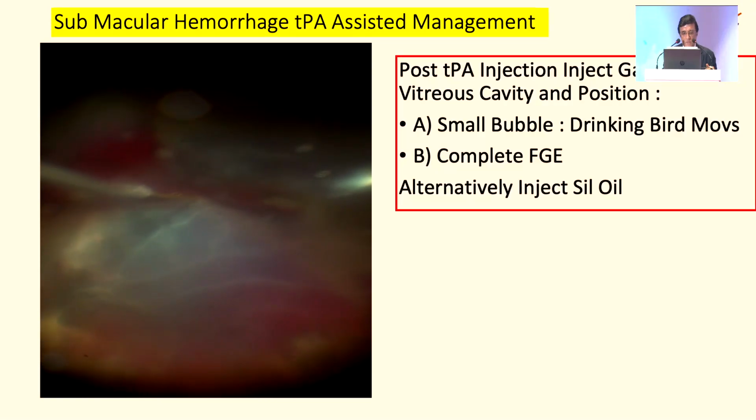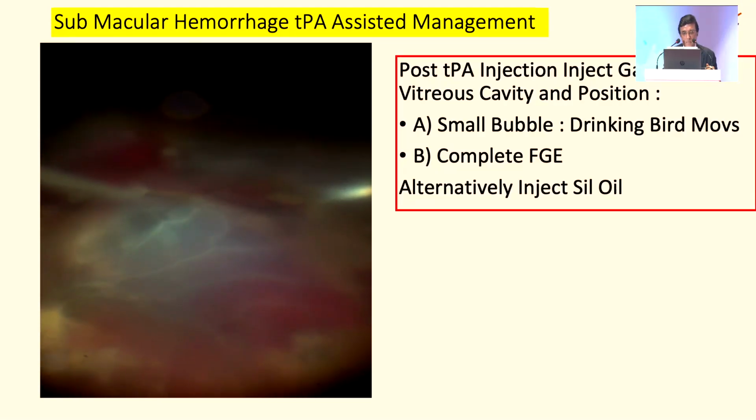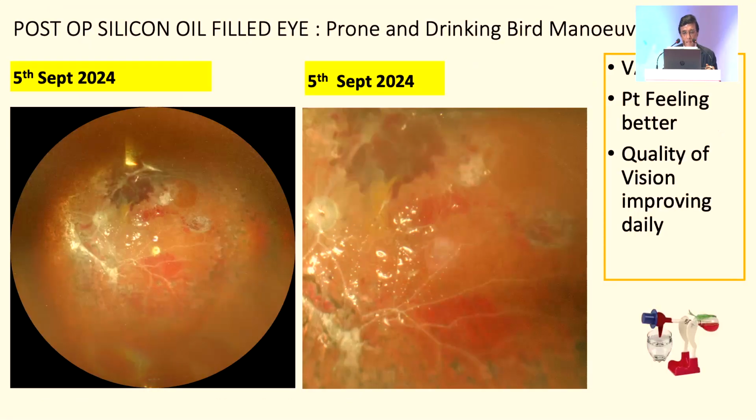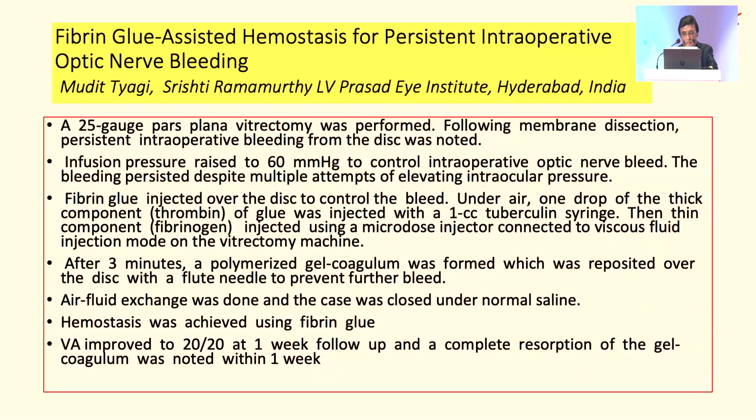silicon oil exchange. The eye was kept a little underfill, and this is the post-operative follow-up of this patient. The retina is quite ischemic in the macular area. All the membranes have been cleared from the disc. The heme has moved from the macula subretinally. So that is a way we can do these cases.